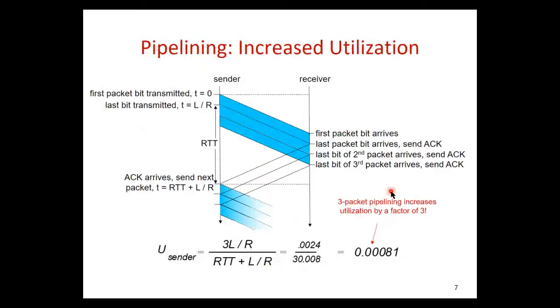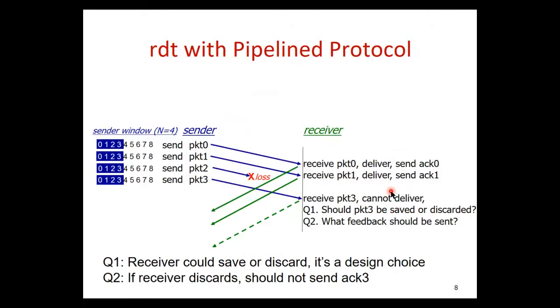Okay, so up to now, everything seems to be fine. We can improve the utilization rate, but we need to think about the cases of packet loss and things like that, right? Retransmission. So let's look at this example just to show you what is the issue here. If we want to do reliable data transfer with a pipeline protocol, we may have this scenario.